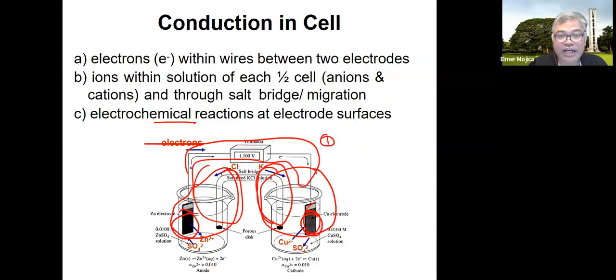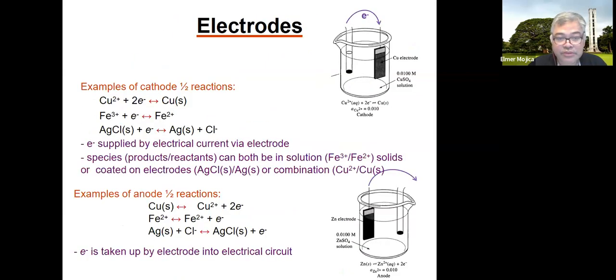Okay, now if we're going to look at the half reactions that we have here, so we could say this is the cathode half reaction. So you have your copper, if you have your Fe3 plus, if you have a silver. So this is now when you have this system that you have.